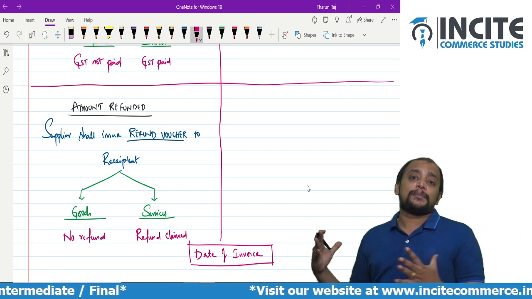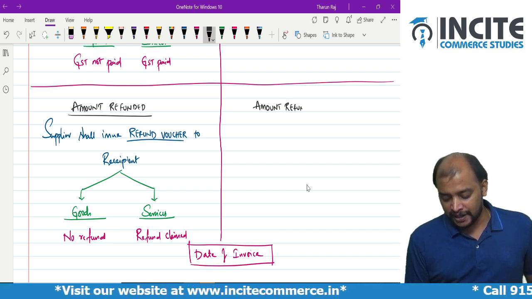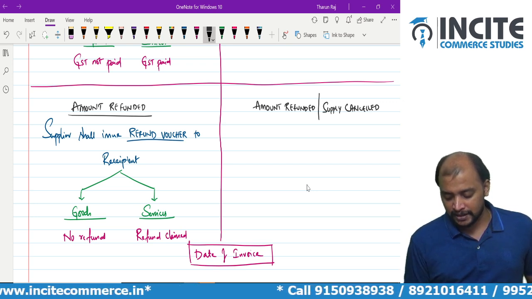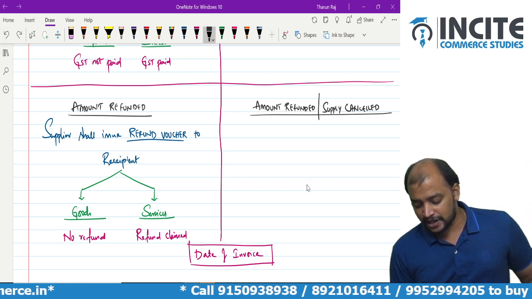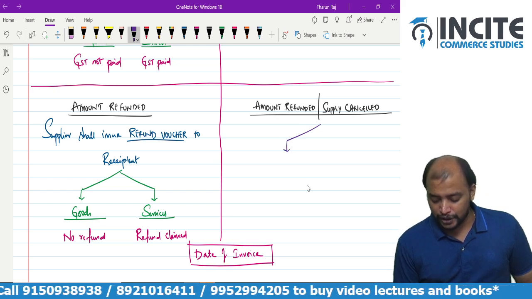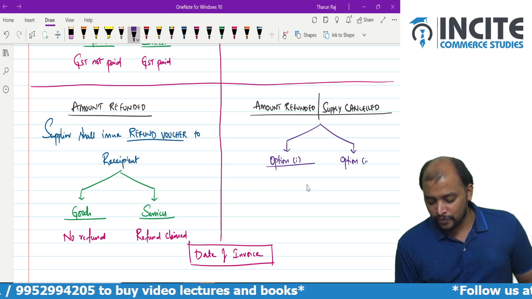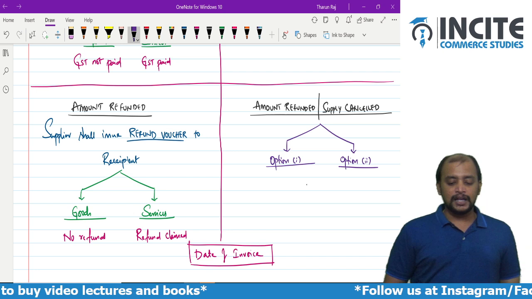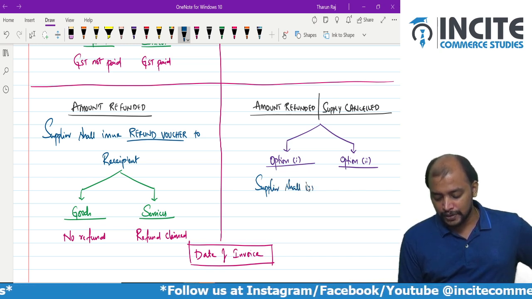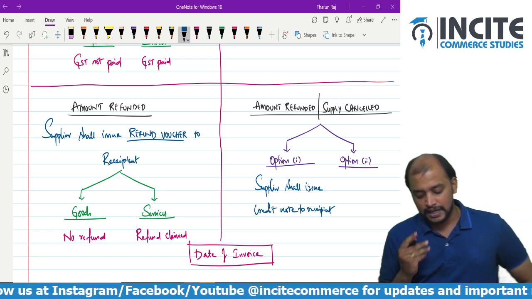Now, when the amount is refunded or the supply is cancelled after the date of invoice, what will happen? Two options are available, and any of these two options can be followed. Option 1 is what? Supplier shall issue a credit note to recipient. That is option 1. Supplier shall issue credit note to recipient.